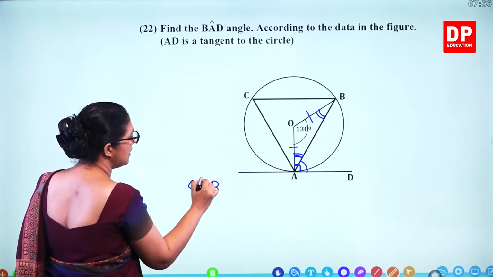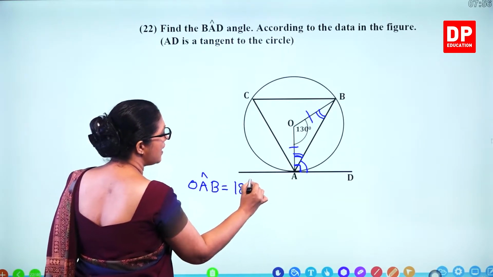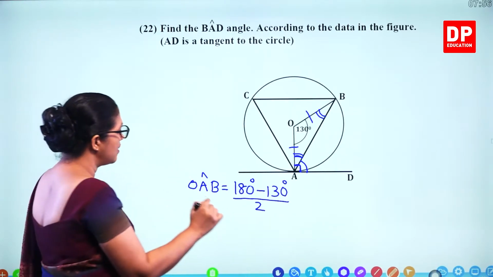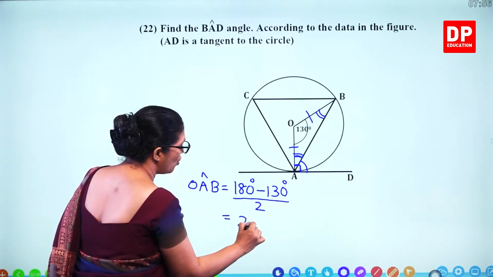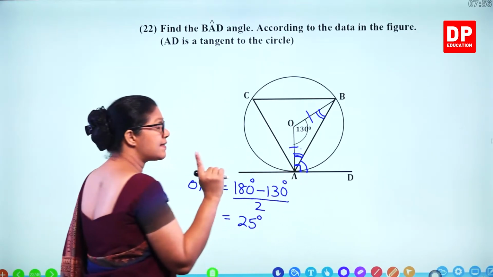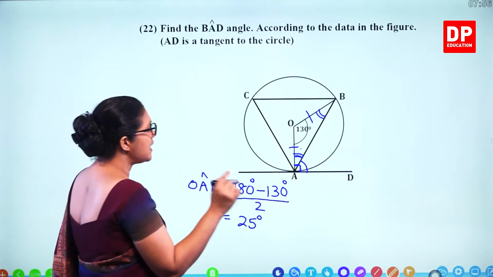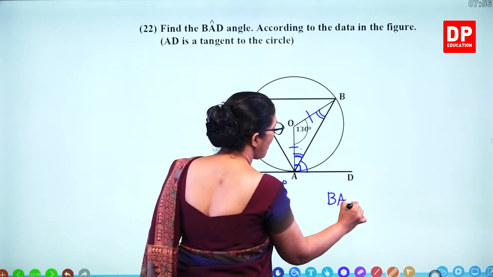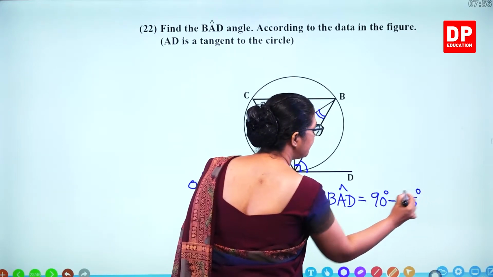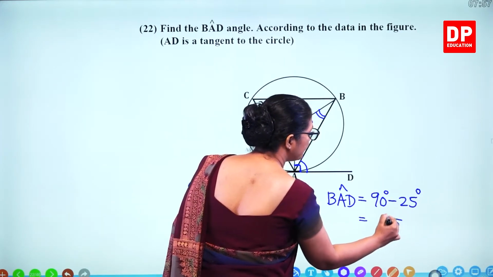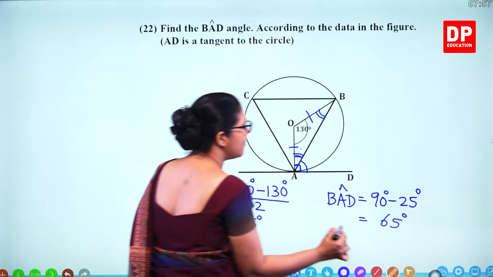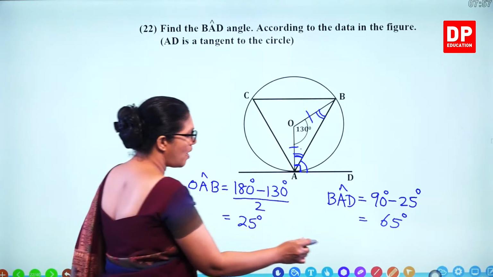So what's the angle? OAB angle is 180 minus 130 divided by 2, equally divided. So 50 divided by 2, 25 degrees. So this is 25. The whole thing is 90. So what's BAD angle? BAD angle is 90 minus 25. So you get 65 degrees. So 2 marks for that.